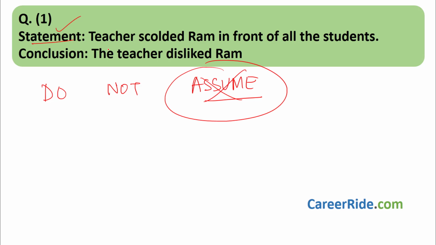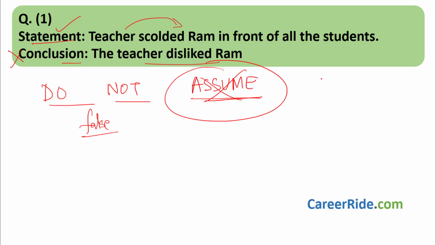Now over here, the statement is that the teacher scolded Ram in front of all students, and the conclusion drawn is the teacher disliked Ram. We are assuming that the teacher dislikes Ram, but the teacher might have scolded Ram because Ram might have been late to the class, or Ram might have been a mischievous boy, or might not have done the homework or anything like that. It is not that the teacher disliked Ram. So here we are assuming. This conclusion is wrong or false. So this is an example where we would like to tell you that please do not assume anything.